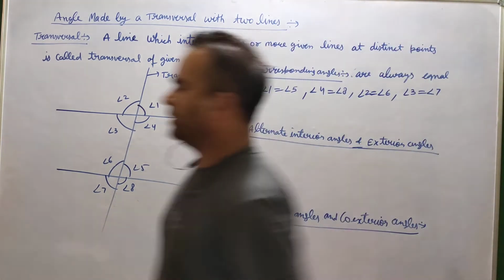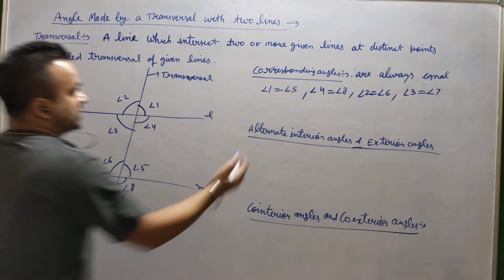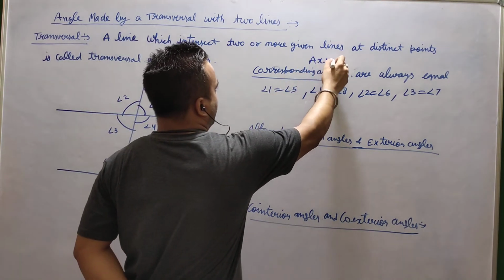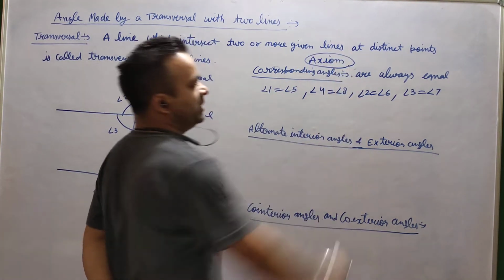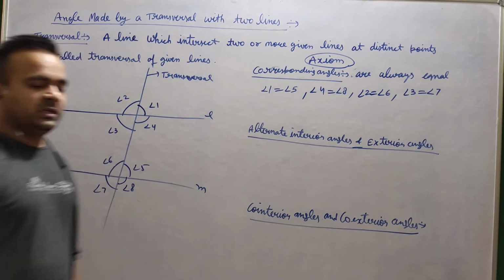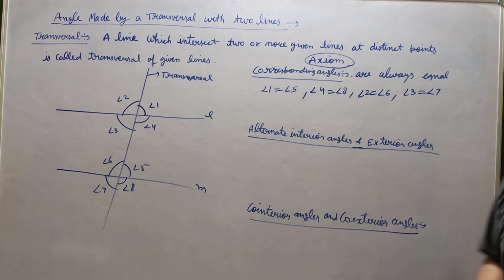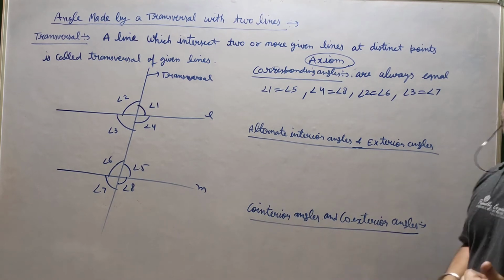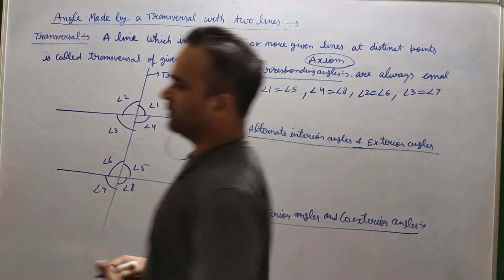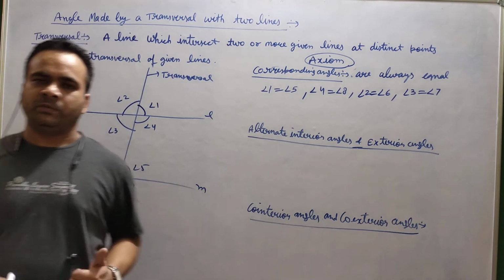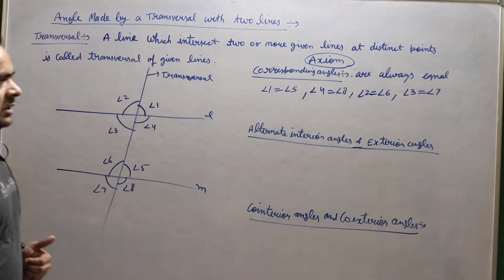This is a very important axiom. Sometimes we call it an axiom because we cannot prove it. It is mandatory to understand that it is true always. Axioms are those statements which cannot be proved. They are universal statements, universal truths.